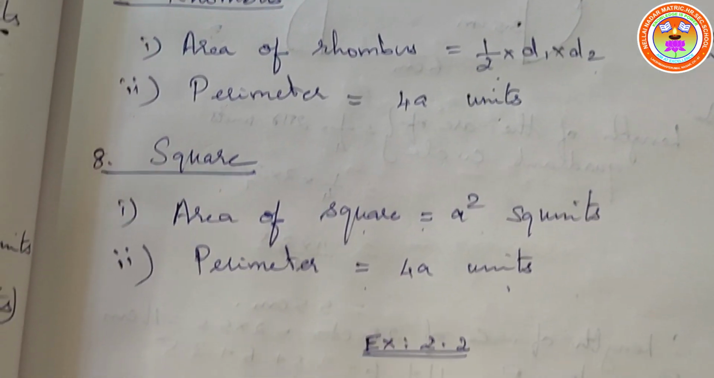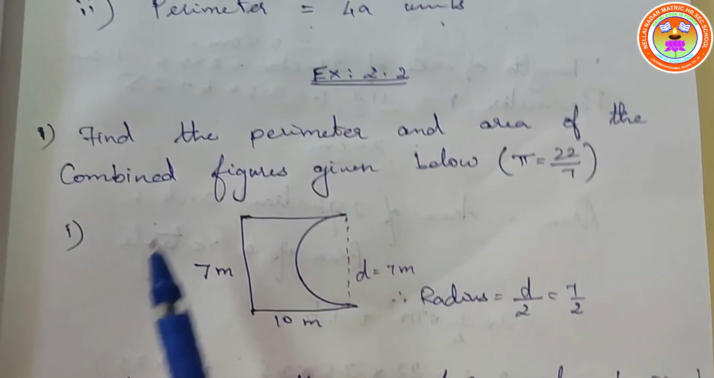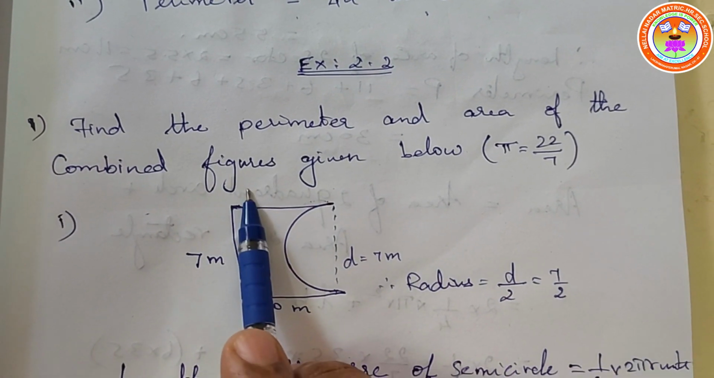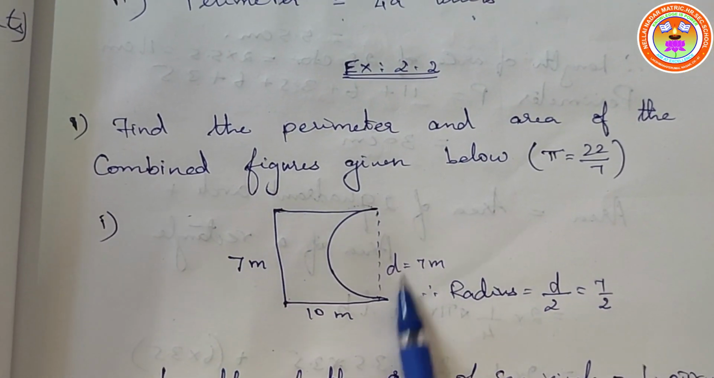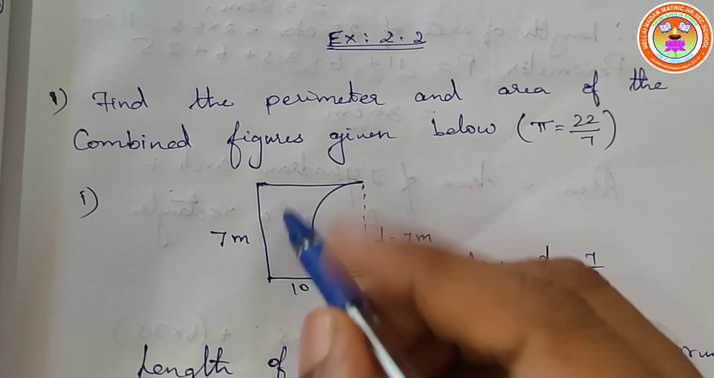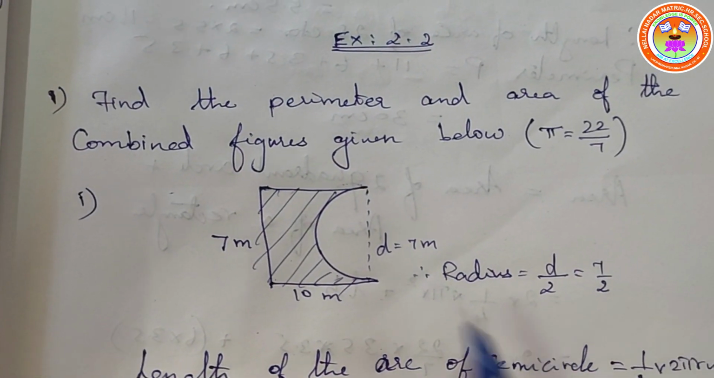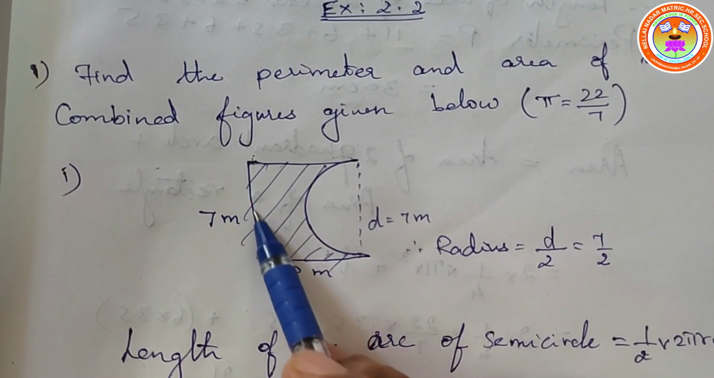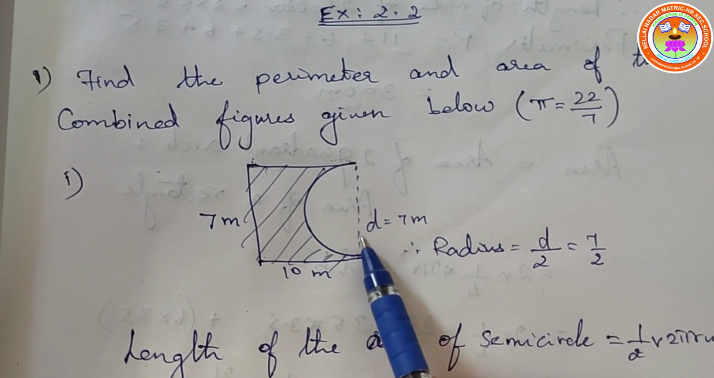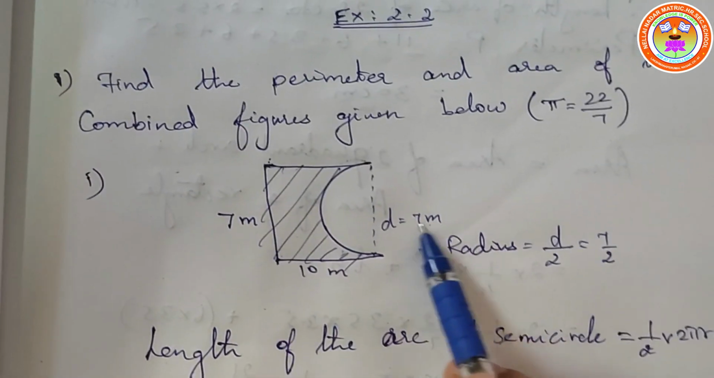Now we will move on to the exercise. Exercise 2.2, first question. Find the perimeter and area of the combined figure given below. This is the given figure. We have to find the perimeter and also the area. This is the side of the square, it is also the side of the rectangle, and this is also the diameter of the semicircle. So the diameter is 7.